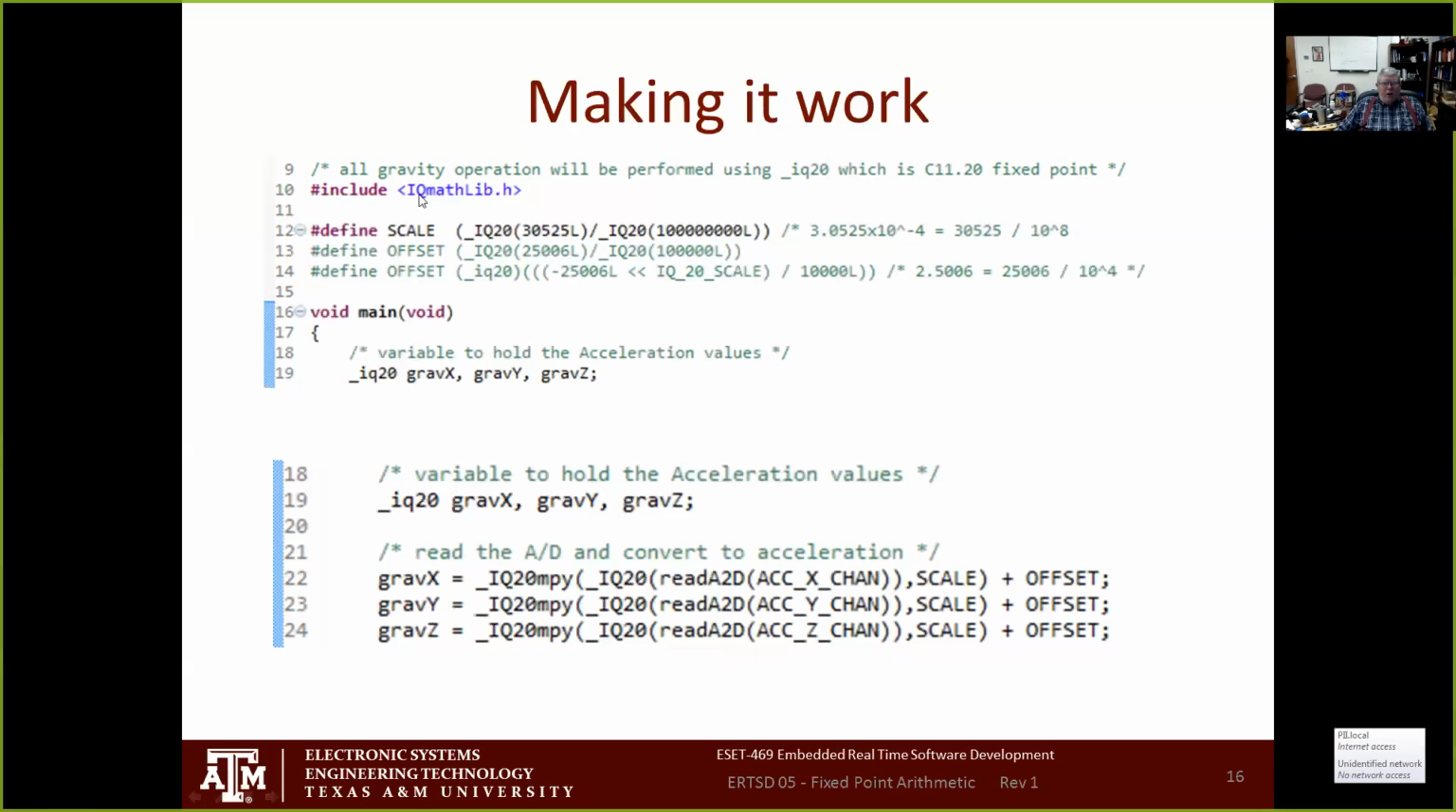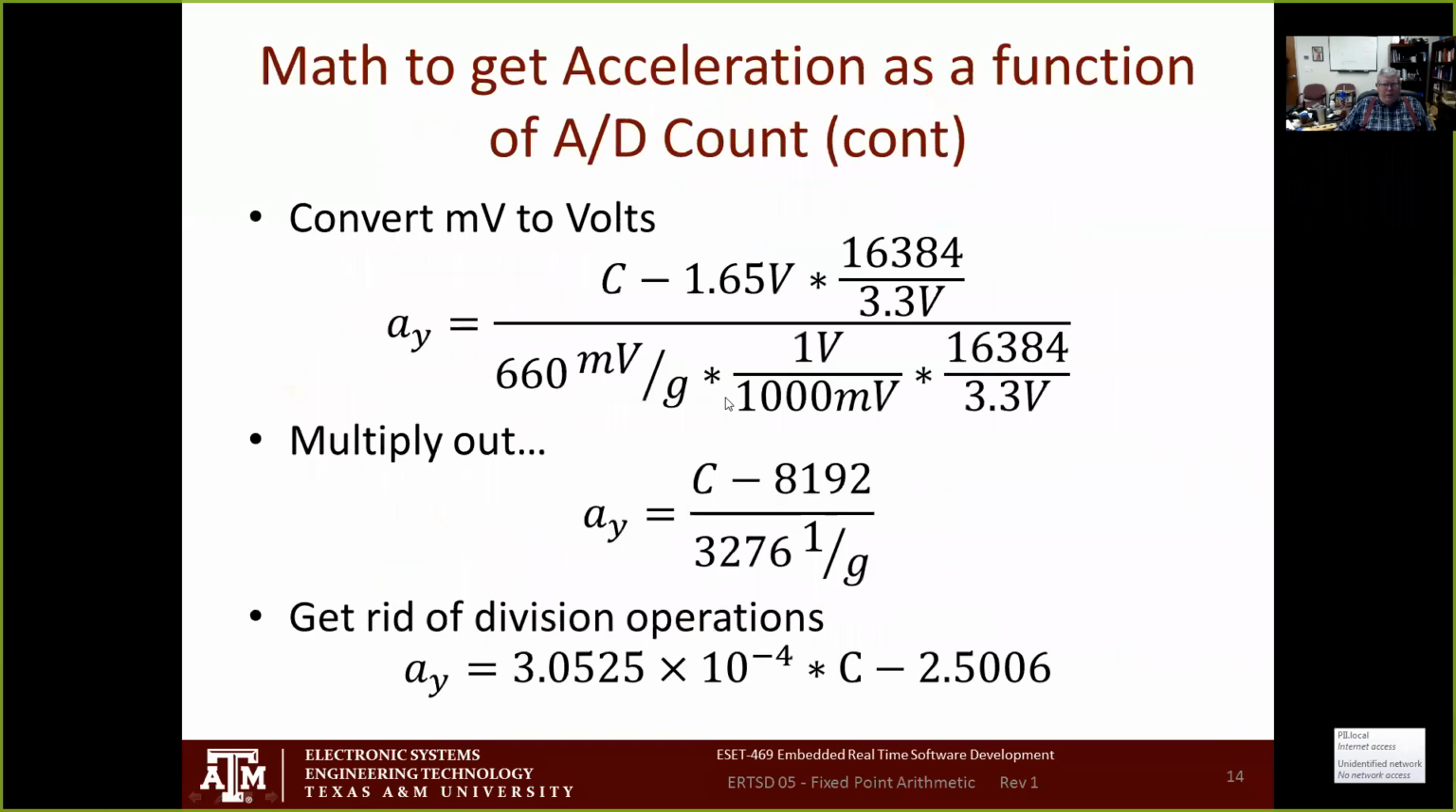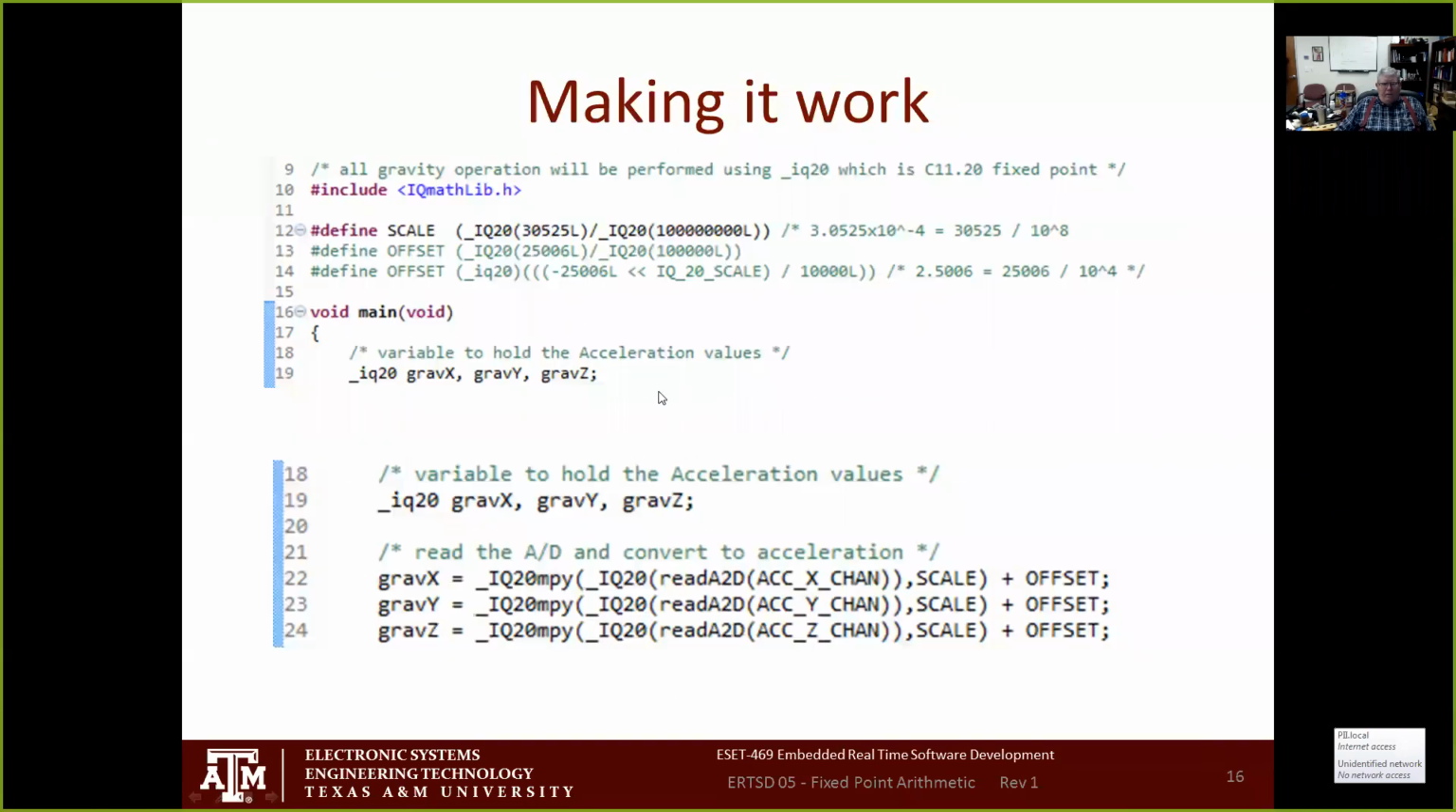So you have to include the IQ math library, obviously. Now let's do some constants. This is my scale in G's, right? So we figured that scale, 3.0525 times 10 to the fourth. Okay, so that's my scale.